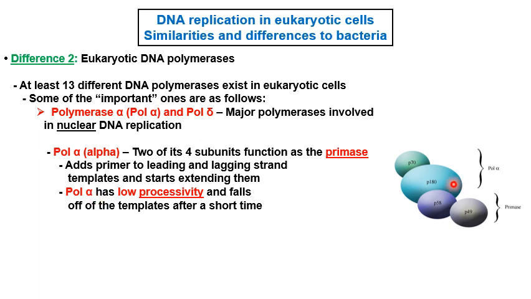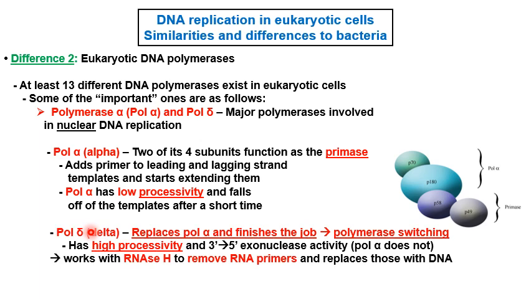Now, polymerase alpha has the DNA polymerase activity, but is not very good at it. So we say it has low processivity. Low processivity means it has a very short attention span. It starts to do the job, and then it gets distracted, it falls off the DNA, and then the replication wouldn't really happen if you only rely on polymerase alpha.